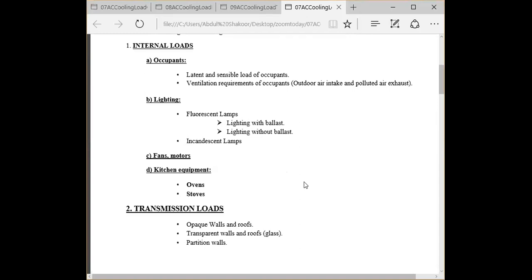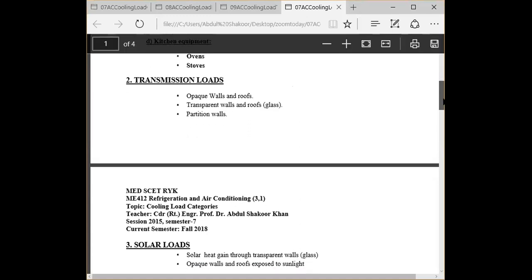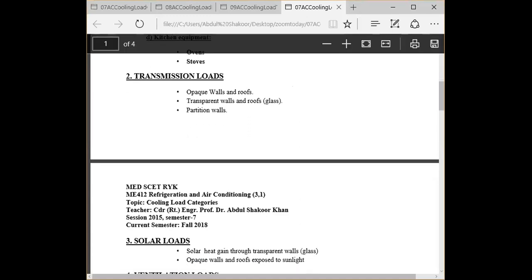Now, kitchen equipment. There are ovens, stoves, microwaves, gas ovens. These emit heat. Hot food emits heat and water vapor. So engineers should be capable of calculating all these internal loads, and this is one category of the cooling load. The second category of cooling load is transmission loads.